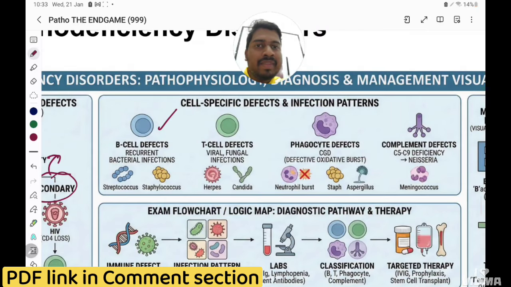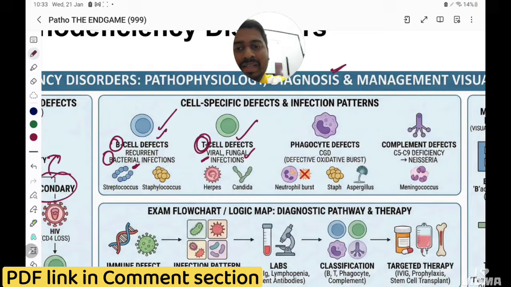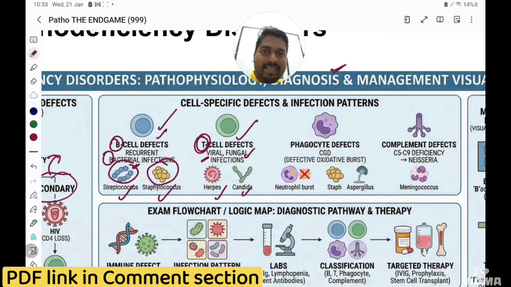One is B cell defect, which means B cells are defective, hence it is not able to clear off microorganisms. Now remember that B cell defect causes recurrent bacterial infection. So B for B. B cell means recurrent bacterial infection. T cell means viral and fungal infections. That is how you need to remember. There are some diseases like SCID where there is combined defect. Combined means both B cell defect and T cell defect are there. Bacterial infections such as Streptococcus, Staphylococcus will be more common in B cell defects. In T cell defect, there will be herpes, candida, such infections.